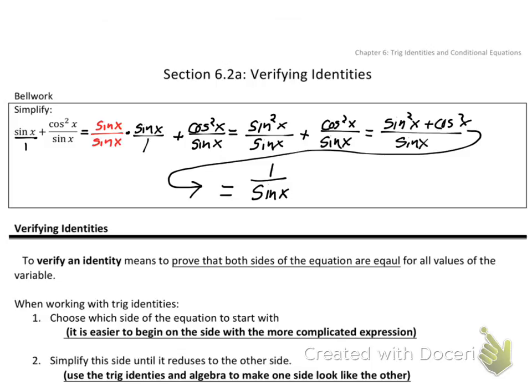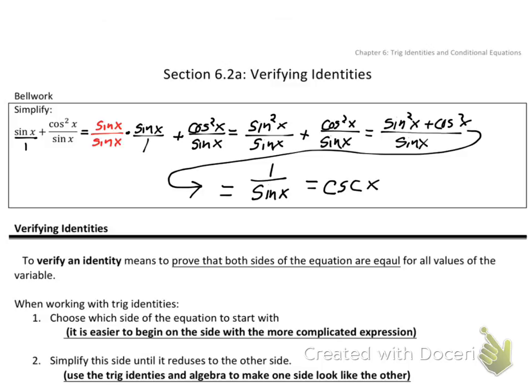Can I simplify that even further? Alex, you're shaking your head yes. What can I turn that into? I can change it to cosecant. That'd be a tough sell to change that to cosine. So this is going to be cosecant x.